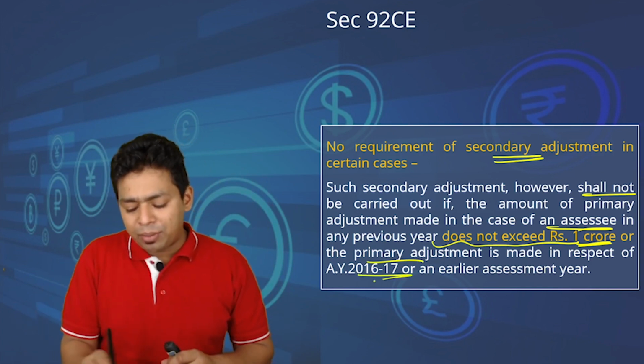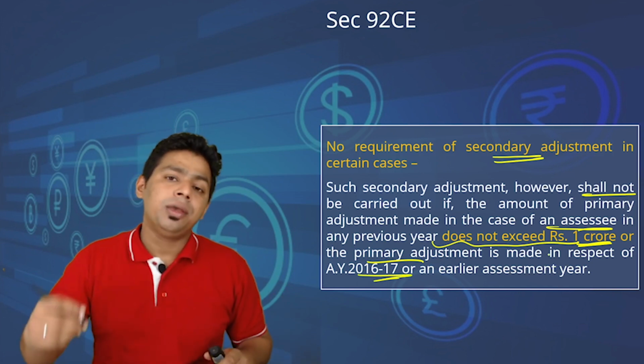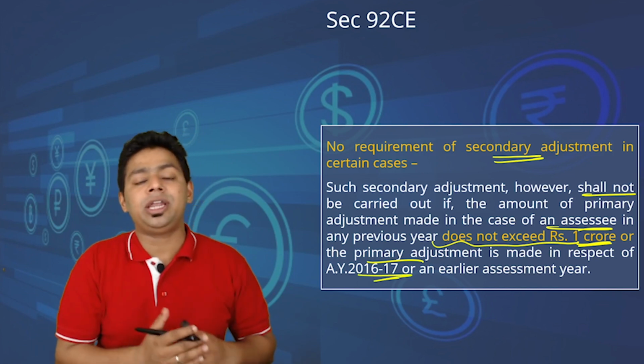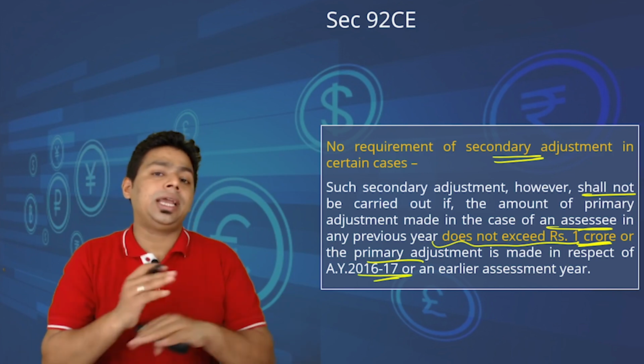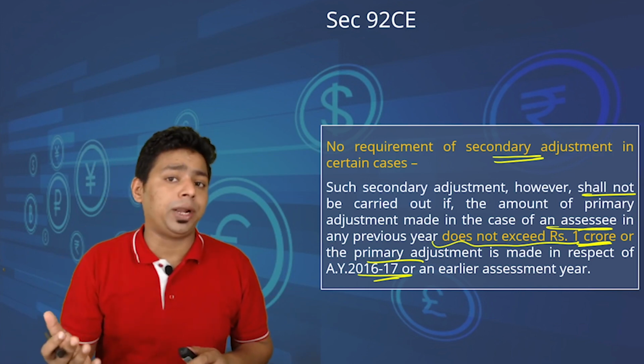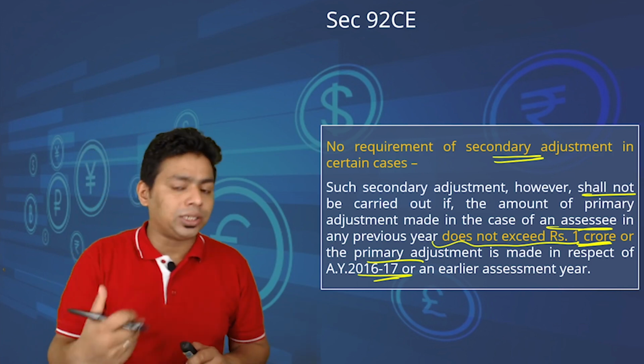And if you have done the primary adjustment prior to assessment year 16-17, because this amendment has taken place from 17-18, so up to 16-17, if the primary adjustment has happened, secondary adjustment is not a retrospective amendment, it is a prospective amendment, so it will be applicable only to future transactions, not to past transactions.